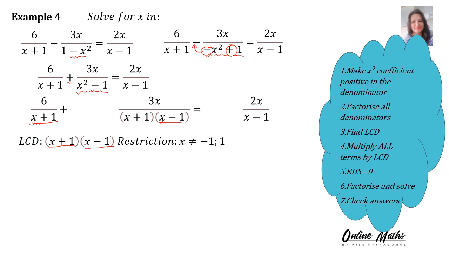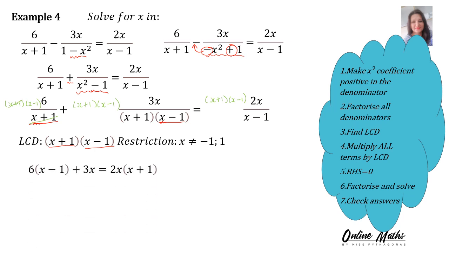Step 4, multiply all the terms by the LCD. So I'm going to multiply the first term with (x plus 1)(x minus 1). The second term, I multiply by (x plus 1)(x minus 1). This one on the right-hand side, I multiply by (x plus 1)(x minus 1). And now they can cancel out. x plus 1 cancels with x plus 1.